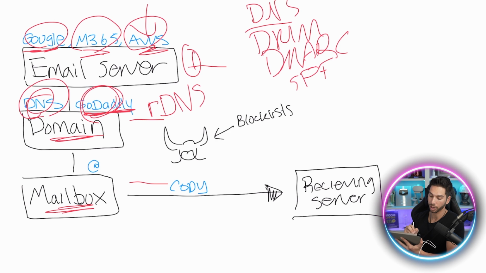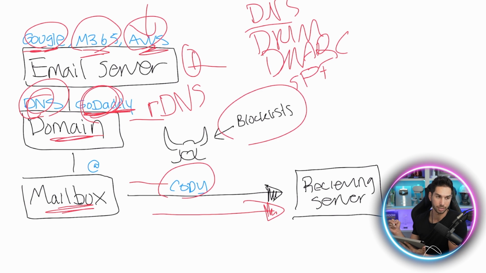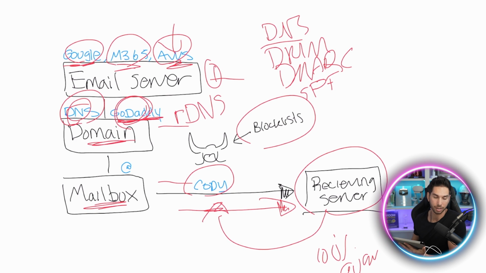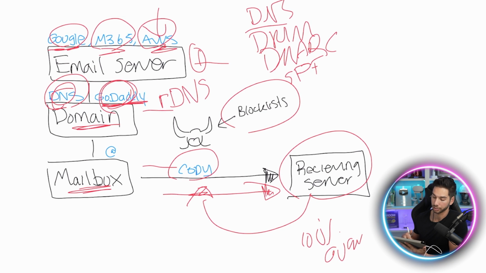So you send that email through the mailbox to the receiving server, which accepts that email. Now, there's a couple things that can block your email in this process: the email copy and block lists. So the copy is actually really important. A lot of these receiving servers are trained to identify spammy copy. So if you say things like 100% or guarantee, these are cold email terms that it will identify and immediately block that email. Sorry, my handwriting is so bad.